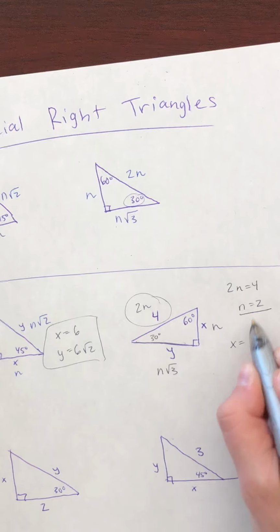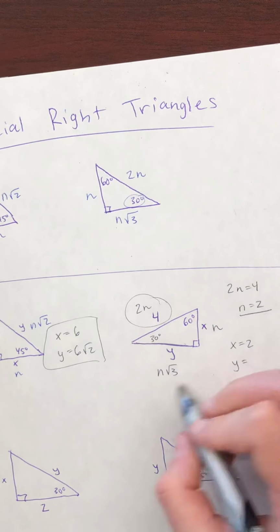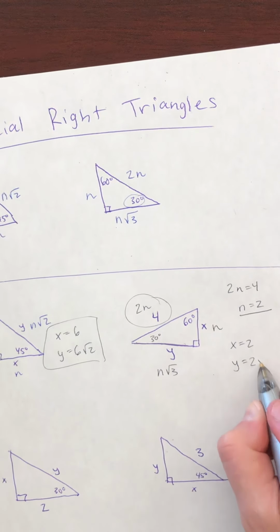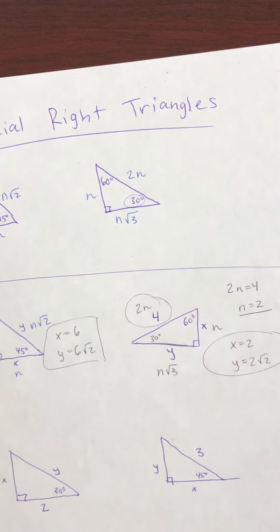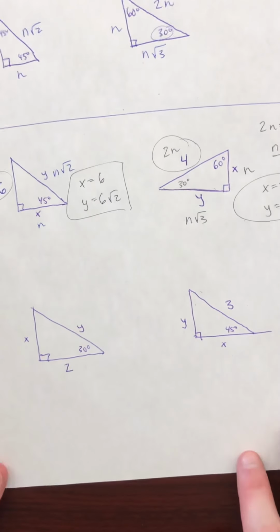X equals n, which is 2. Y equals n root 3. Well, n was 2, so this would become 2 root 3. Cha-ching. All right, we're going to get a little bit more challenging, but nothing you can't handle.